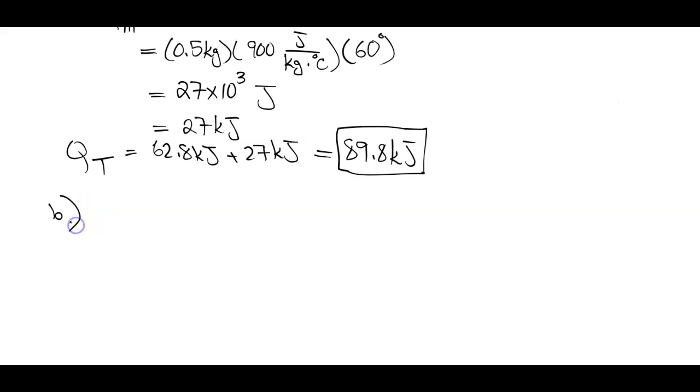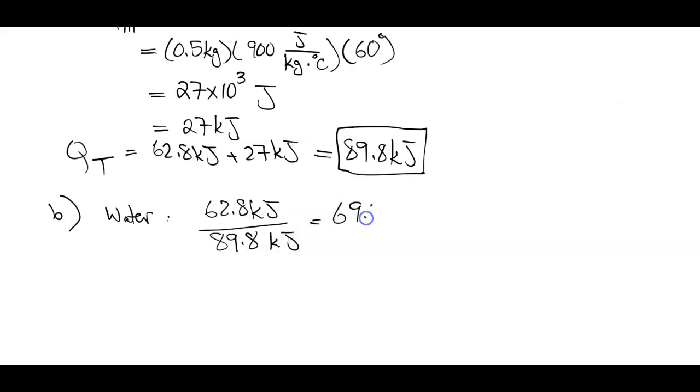In part B, we're asked what percentage of the heat is used to raise the temperature of the pan and the temperature of the water. So if we look at for water, the percentage is whatever was the total for water over the total heat absorbed. That gives us 69.93%.